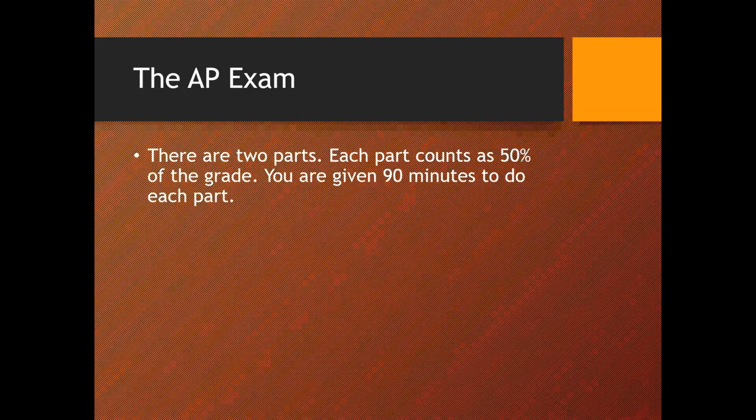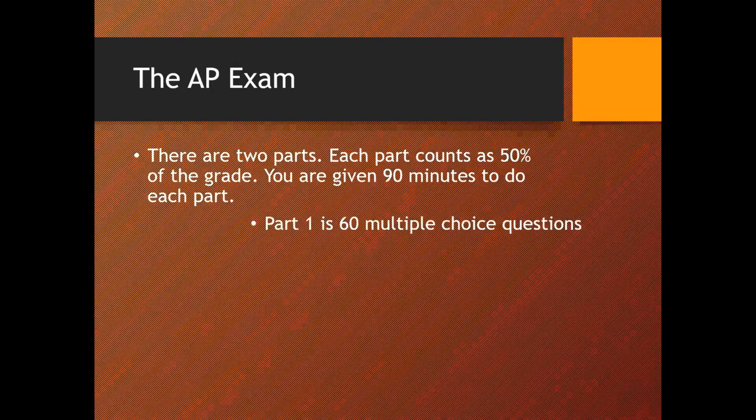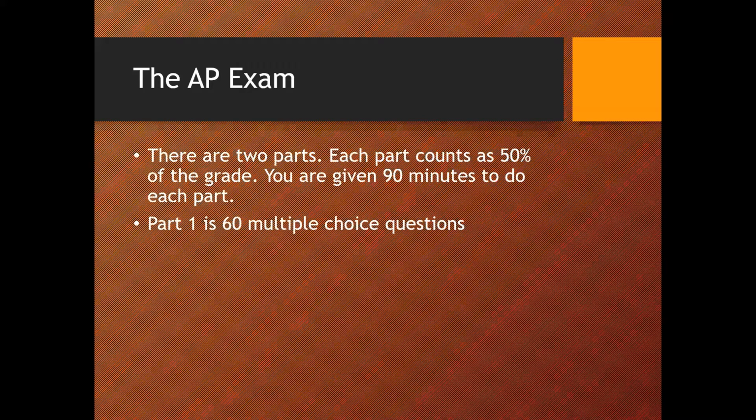The exam itself has two parts. Each part is going to count as 50% of the grade. The parts are separate, and you are given 90 minutes to do each part. Part one is 60 multiple choice questions that cover the entire course. There are questions where you are given data sets, and then the questions come in groups. Sometimes you have 3 or 4 or 5 multiple choice questions in a group based on a particular set of data. There's a lot of reading for students to do.